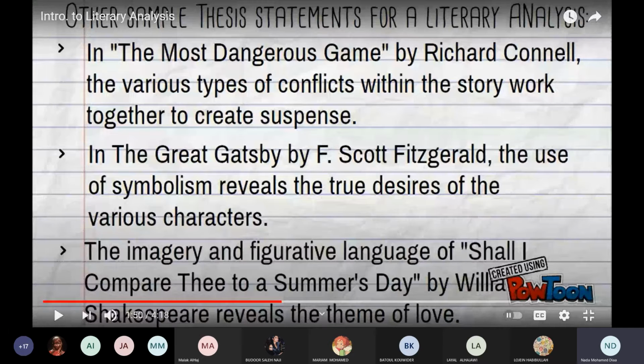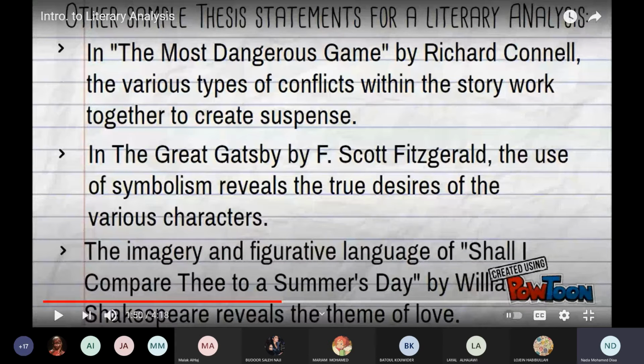And symbolism, there was the symbolism of the green light, but we didn't mention it, when he was standing and looking at her side, what was her name? Rosie? I forgot her name. Daisy. He always associated her with the green light and a dream. Or the imagery and figurative language of "Shall I compare thee to a summer's day." We took this poem previously by William Shakespeare, when he was describing and praising the beauty of his beloved one. It reveals the theme of love.